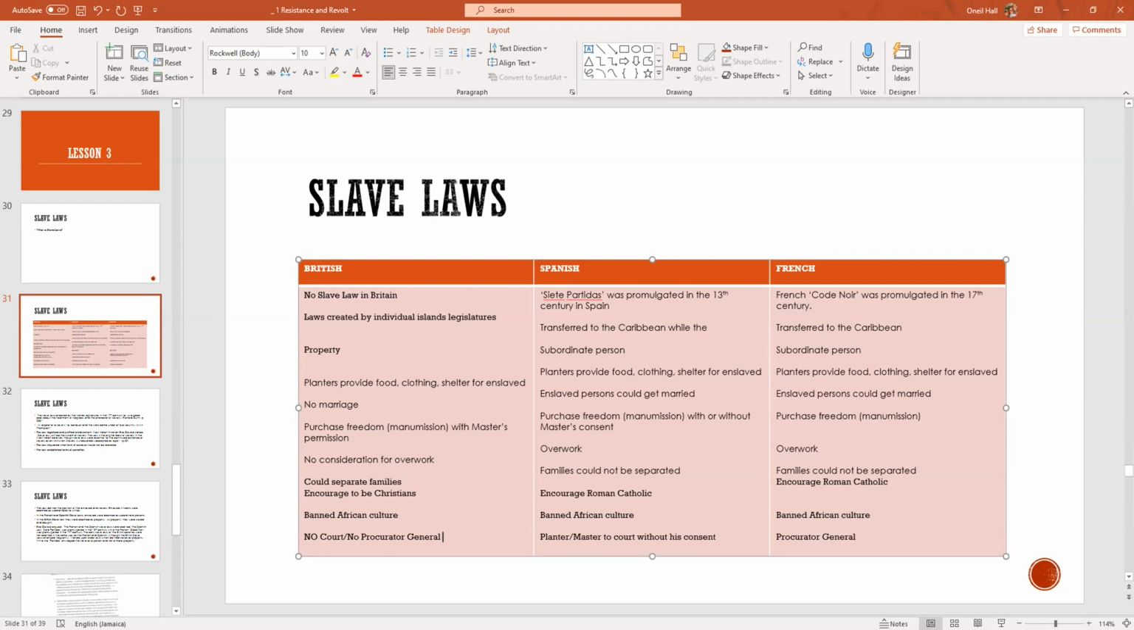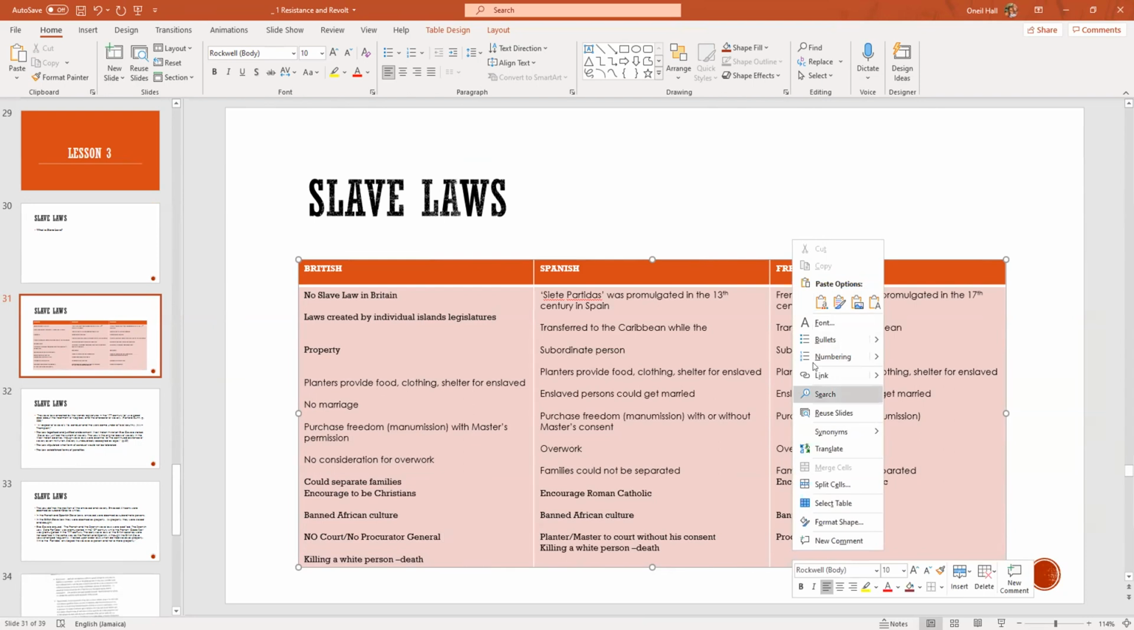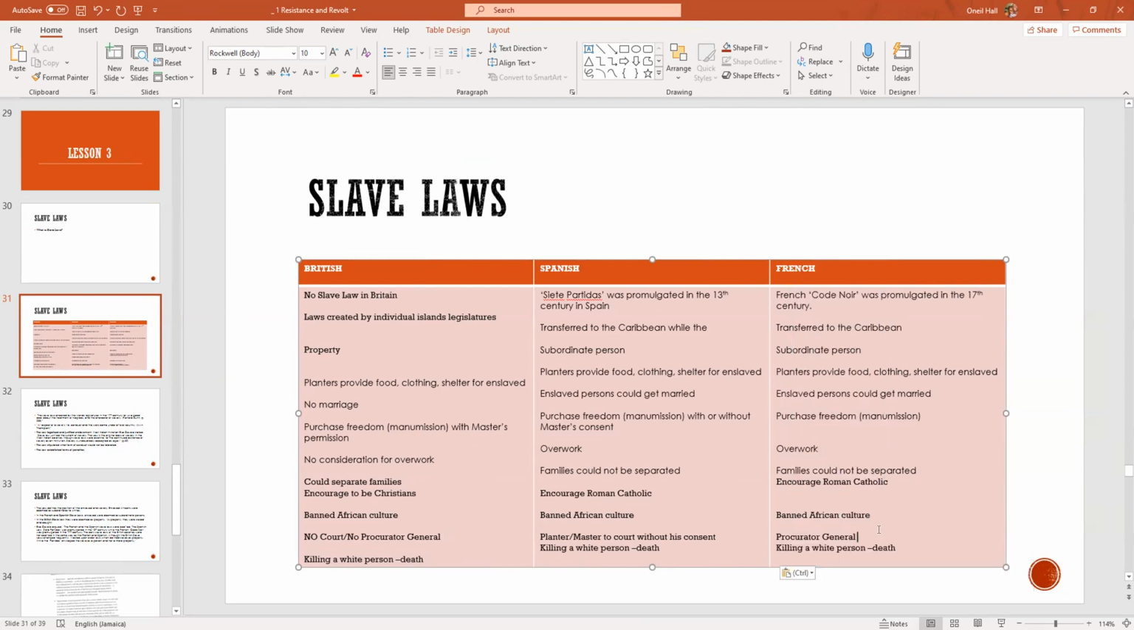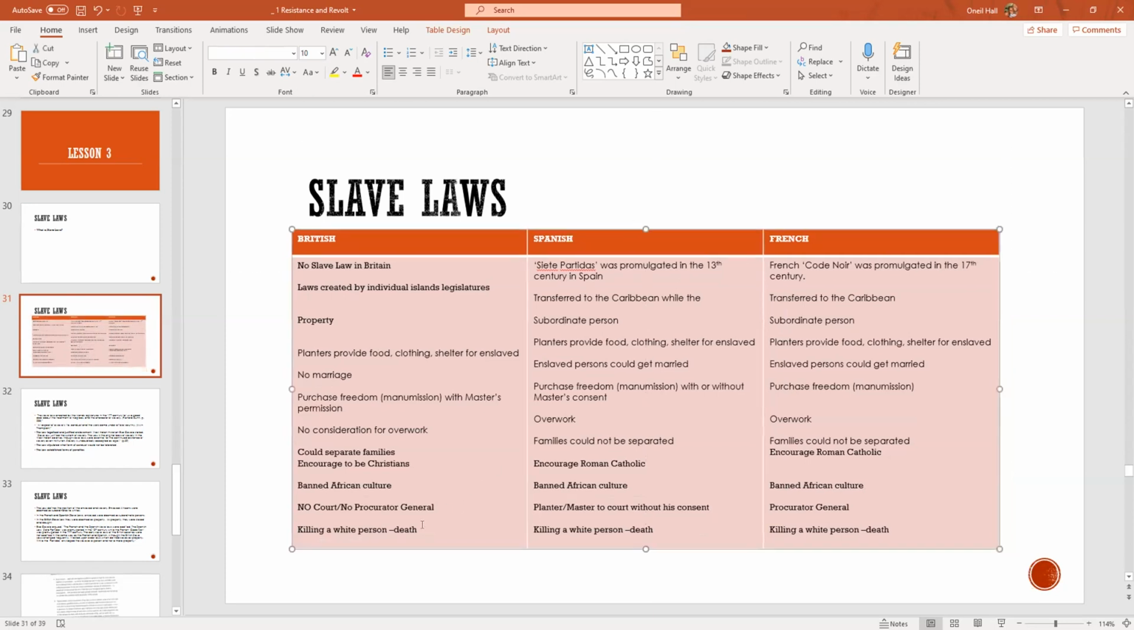What about killing a white person in the Spanish territories? What was the punishment? To be punished by death, or in the court's discretion, the slaves could be whipped. So the punishment is death. The same for the Spanish, the same for the French.